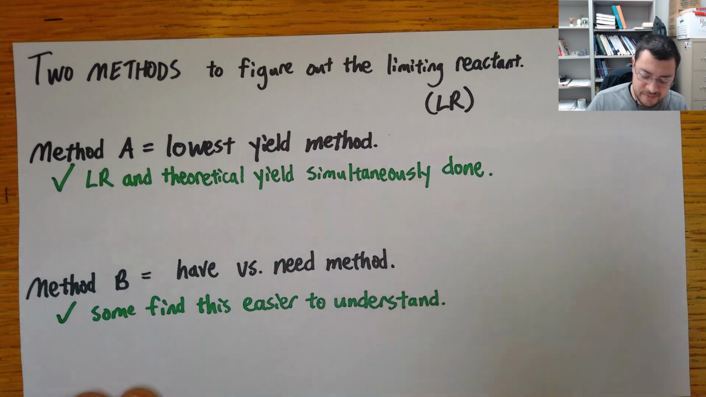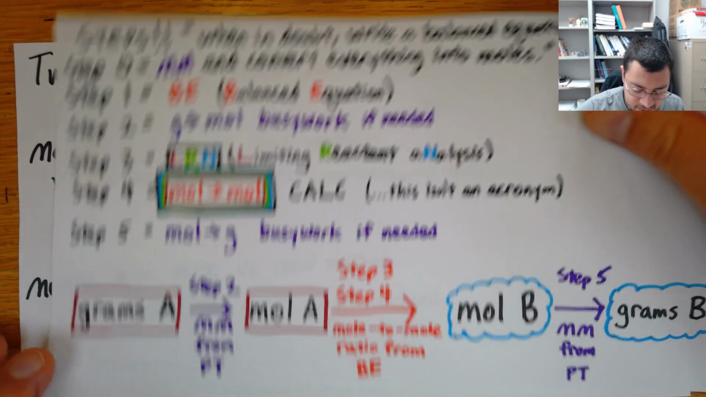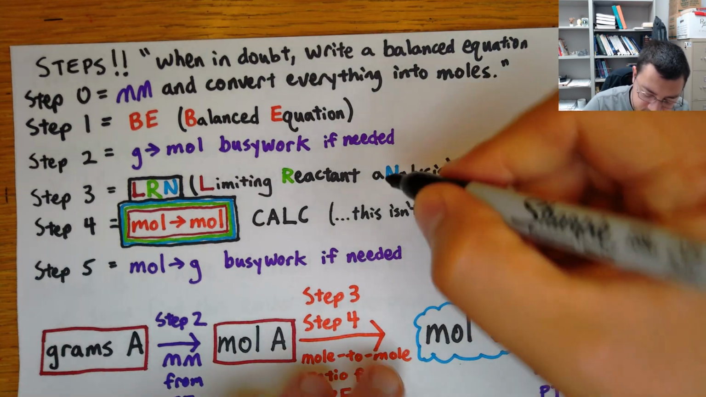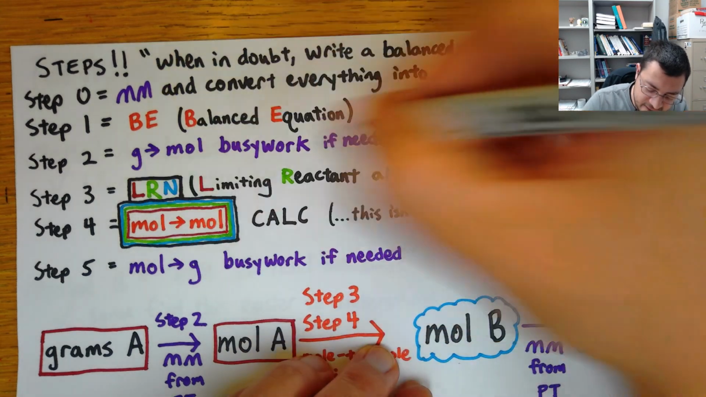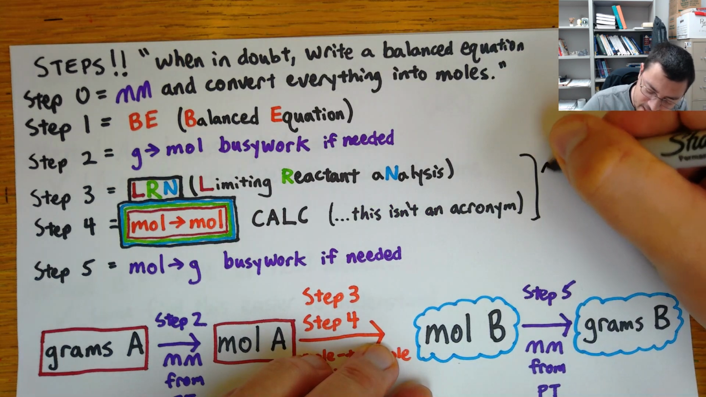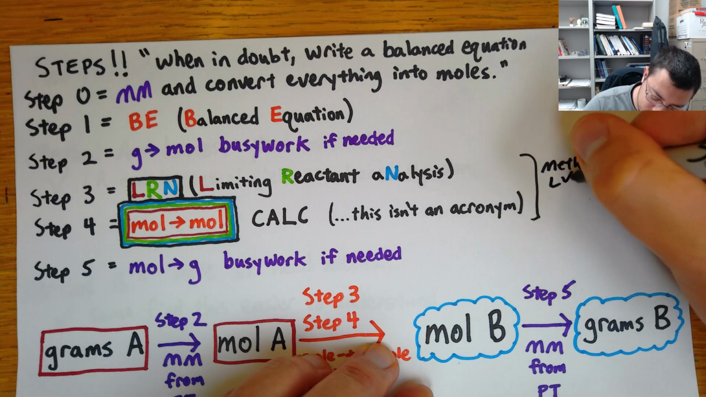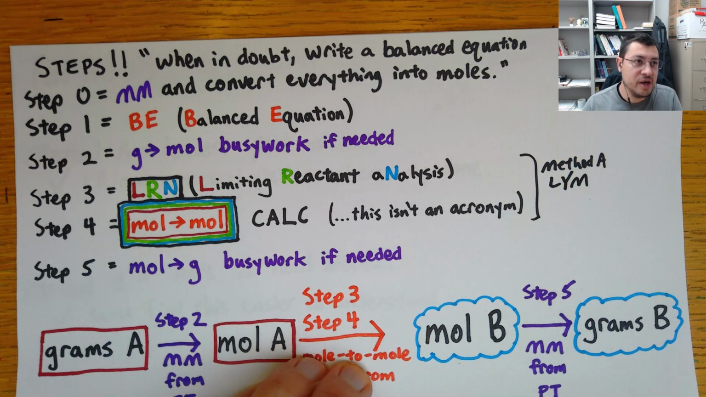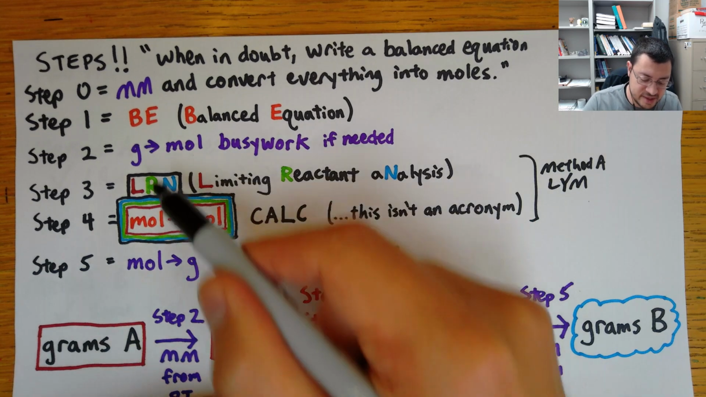Again, I'm choosing water. We're going to figure both of these out in one single step, which is really nice and efficient. Okay, so earlier I talked about the possibility of step 3 and step 4 being done at once with one of the limiting reactant analyses. Method A, the lowest yield method, sorry, I'm going to throw one more acronym out there, we'll do both at the same time, or a lot of it at the same time, step 3 and step 4.